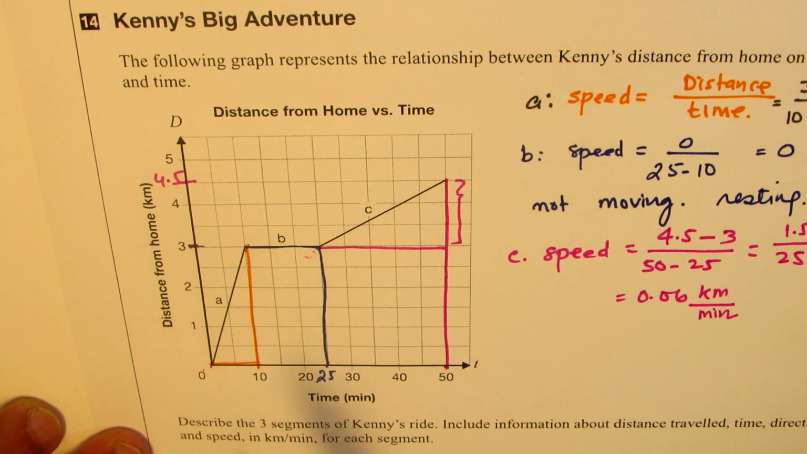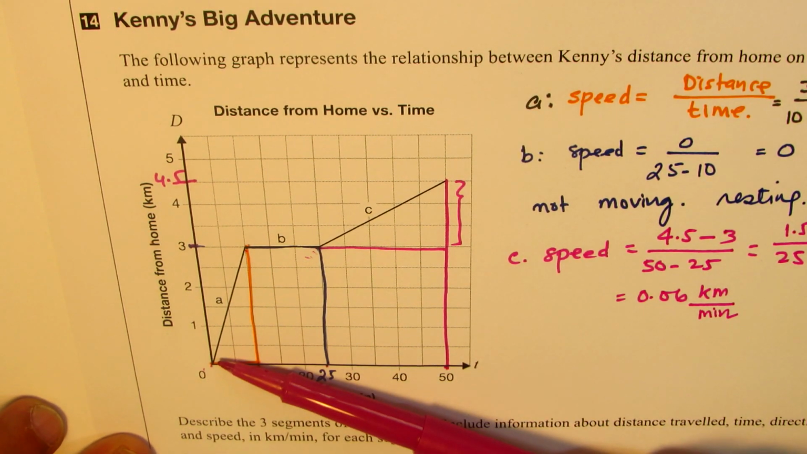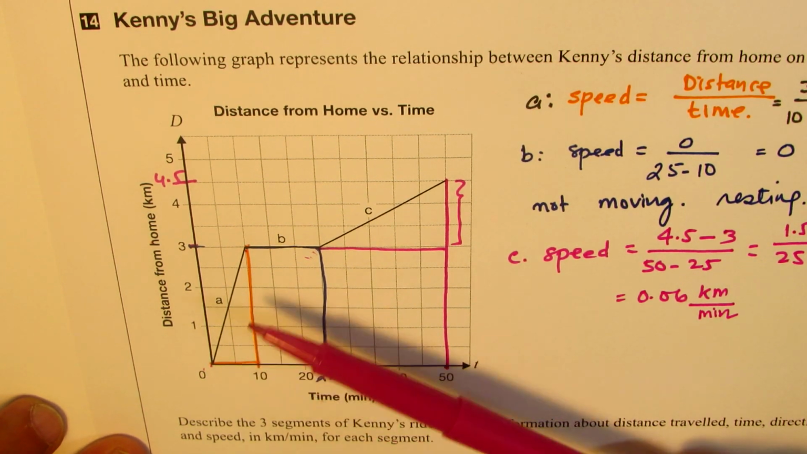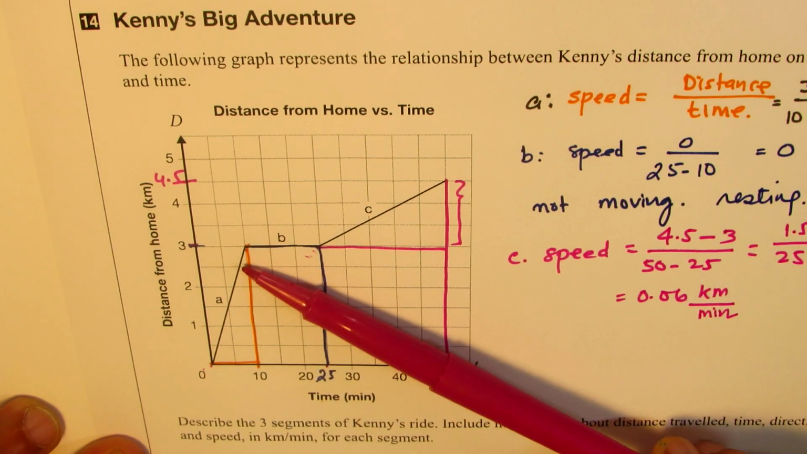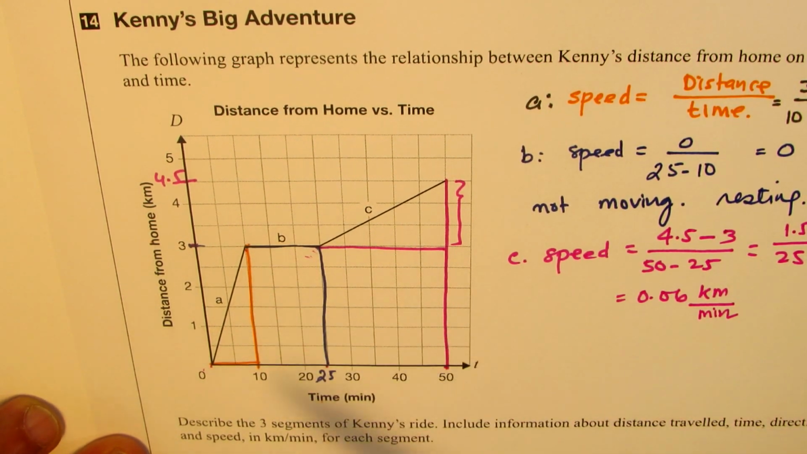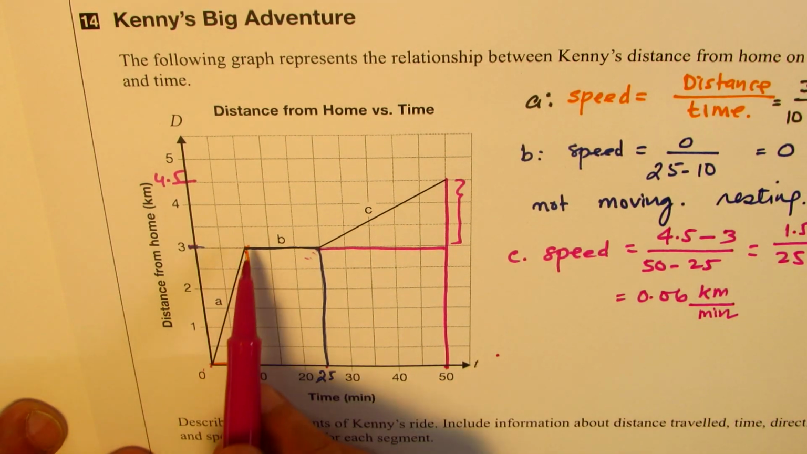So from the graph, the steepness gives us the speed, which we find by rise over run, right? So that slope is the speed. So we can actually describe the 3 segments. So this is much faster, right? So you could describe it kind of like this.